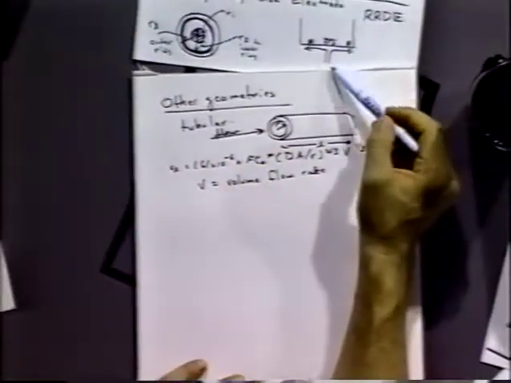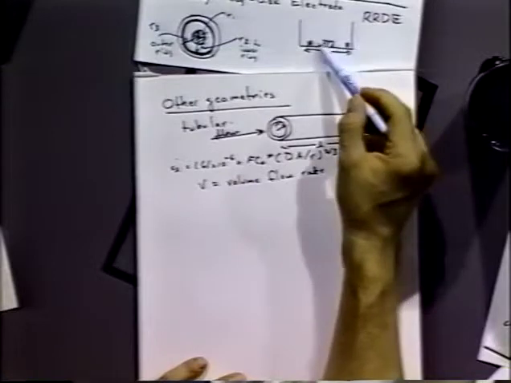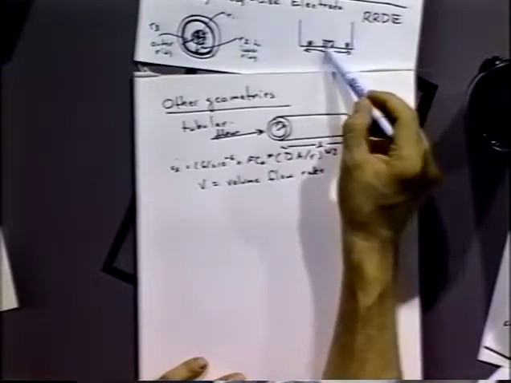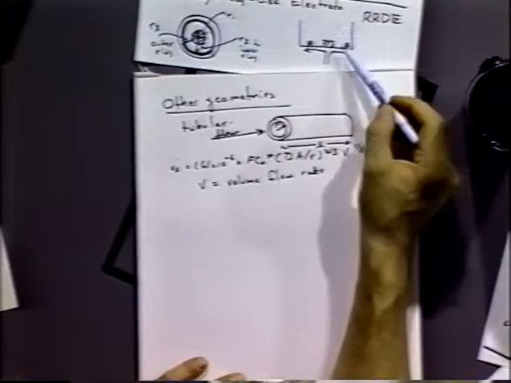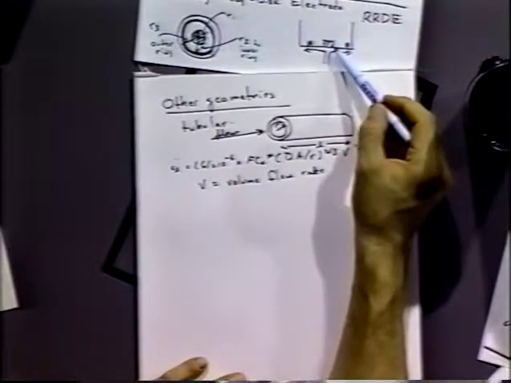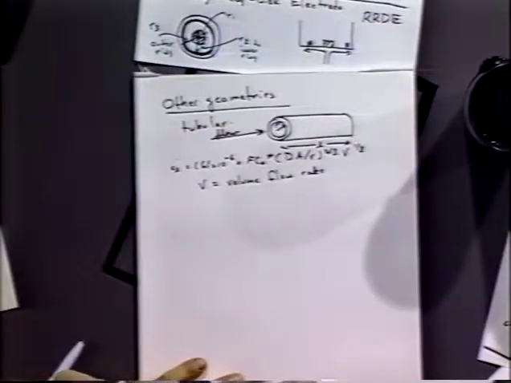Rotating disc electrodes is what they call a uniformly accessible electrode. It means that the current density is fairly uniform across the electrode surface, and you can analyze the kinetic effects fairly simply that way.